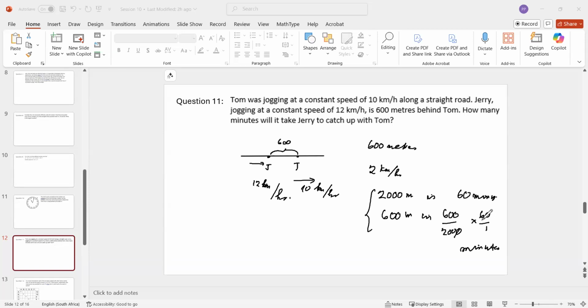Okay, no need to multiply. Cancel the tens, cancel the tens, cancel that. So the 3 zeros go away. 2 goes into 6 3 times, and 3 times 6 is 18.